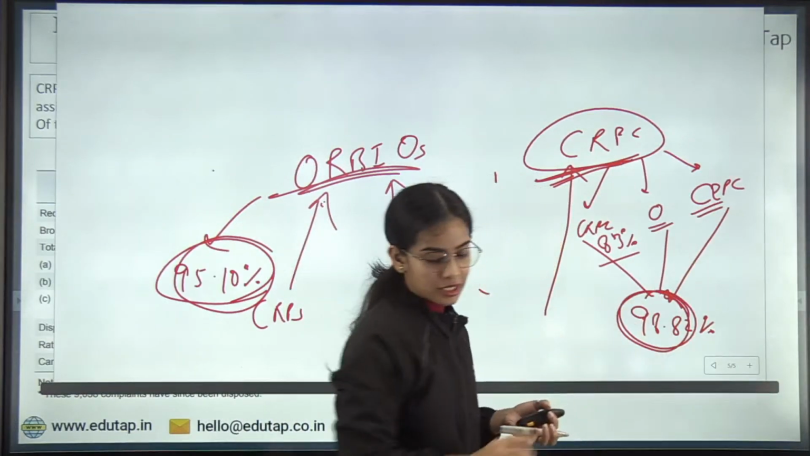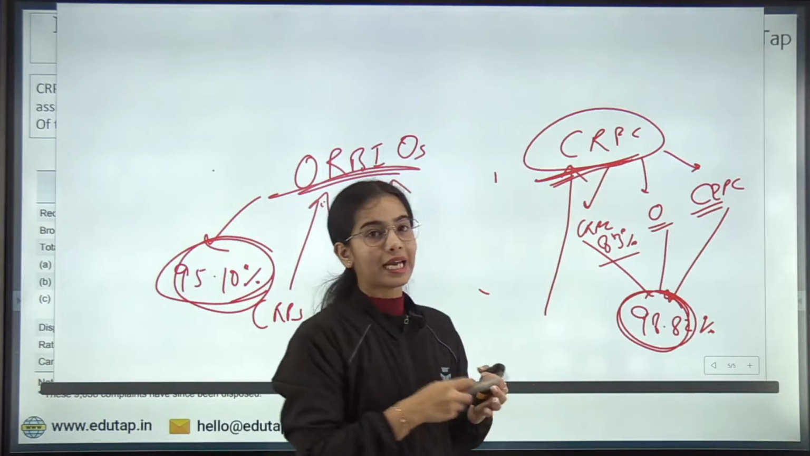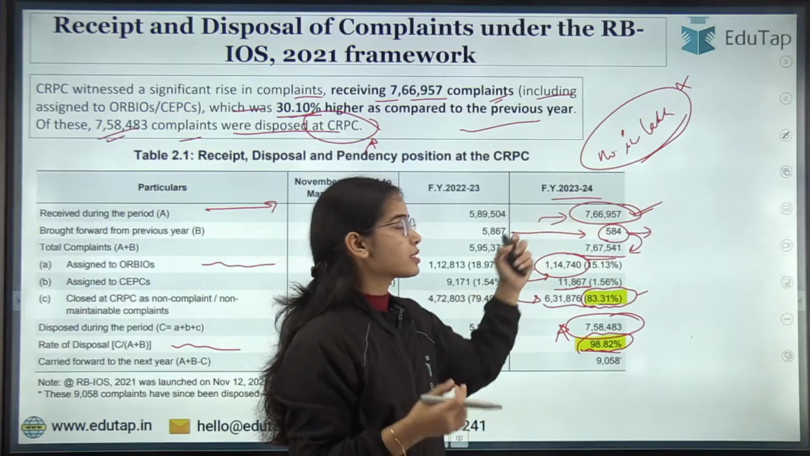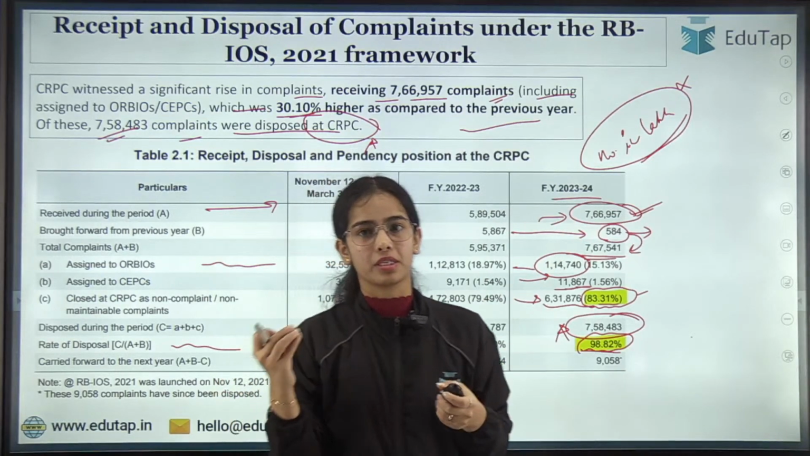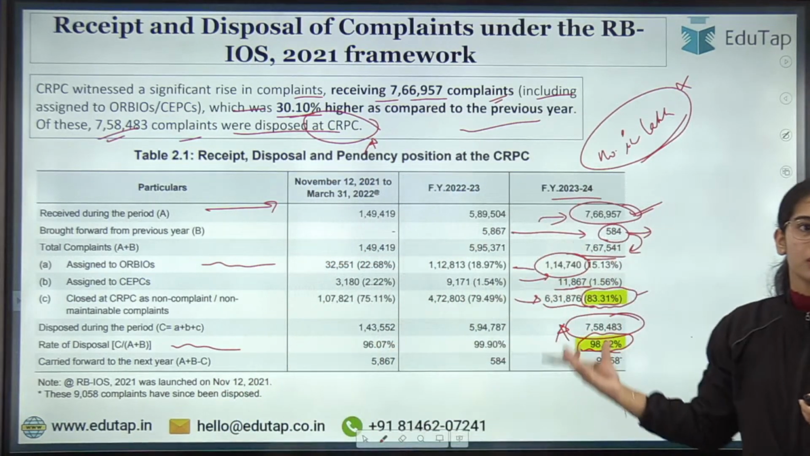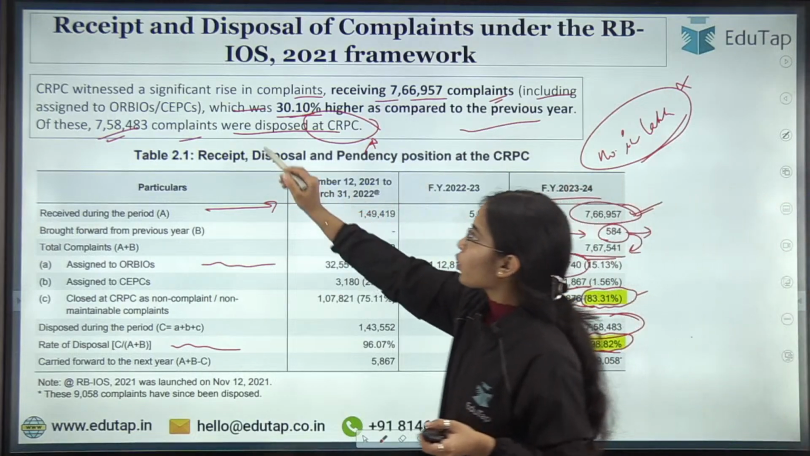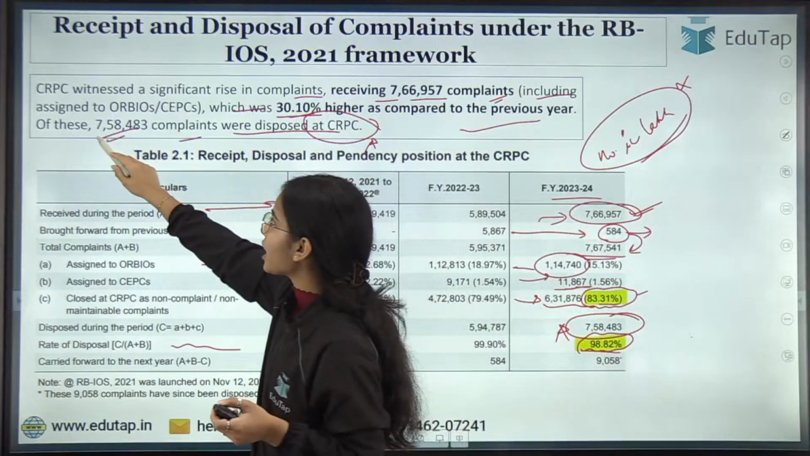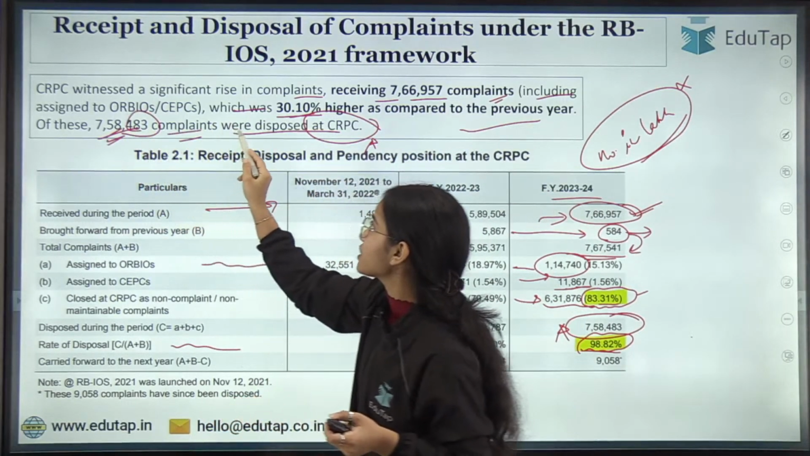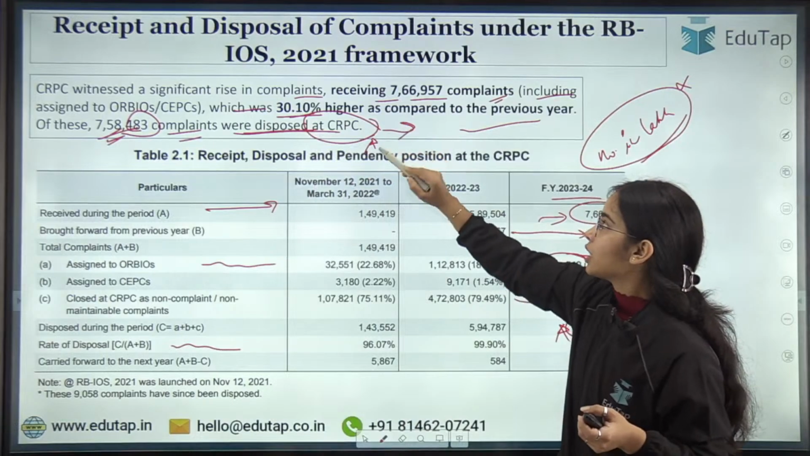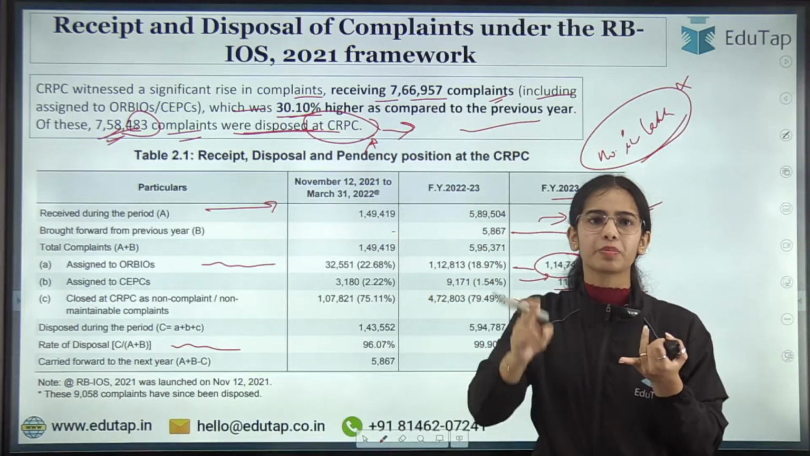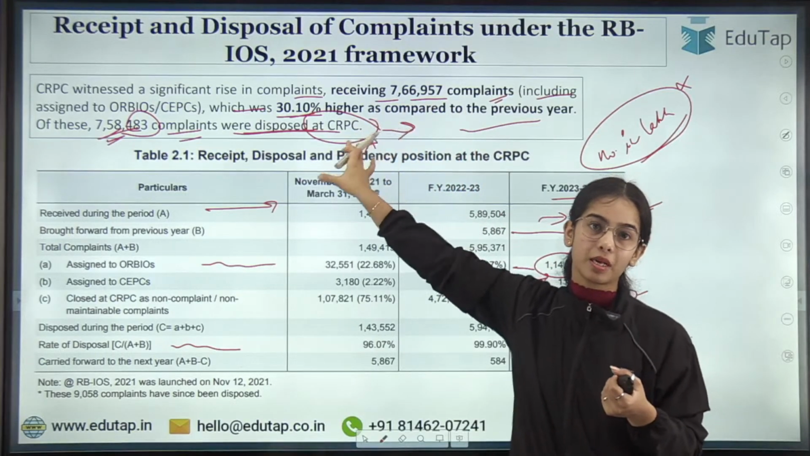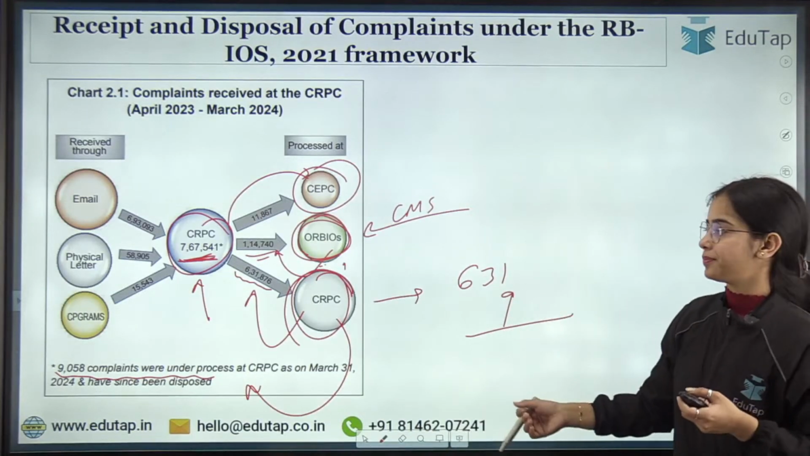So in total, 98.82% of all the complaints received by the CRPC were handled. So this is the idea. Of the total of 7,66,957 complaints, 7,58,483 were disposed of by the different entities, the CRPC, the offices and the CEPC combined. Okay. So this is the idea.